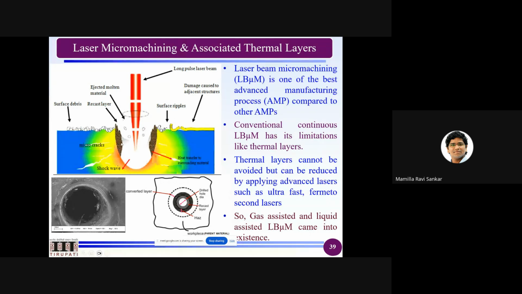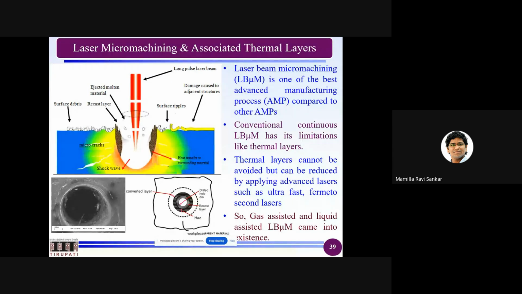So melting and evaporation is the principle of laser micro machining. In that circumstance, some of the things you can see here is that molten material will resolidify. That's why it is called the recast layer. You have seen the Gaussian beam distribution of the laser. This Gaussian beam distribution will do the machining at the center. However, it will not do so at the edges.